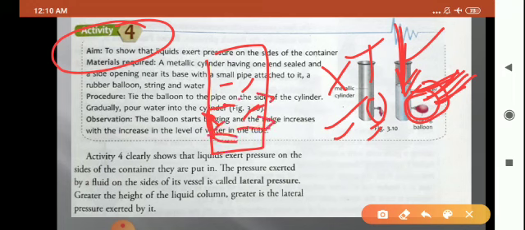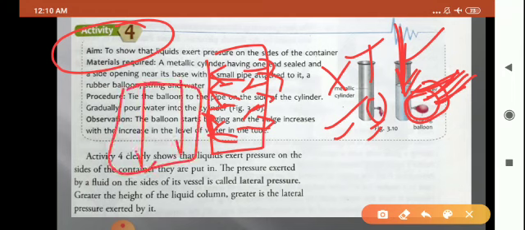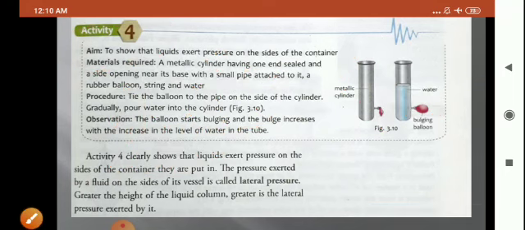कंटेनर के साइड में पे भी लिक्विड क्या करता है? प्रेशर एक्सर्ट करता है. And also liquid exerts pressure at the bottom of the container, as well as at the side of the containers also. So that liquid exerts pressure at the side of the container. This is proved by activity 4.